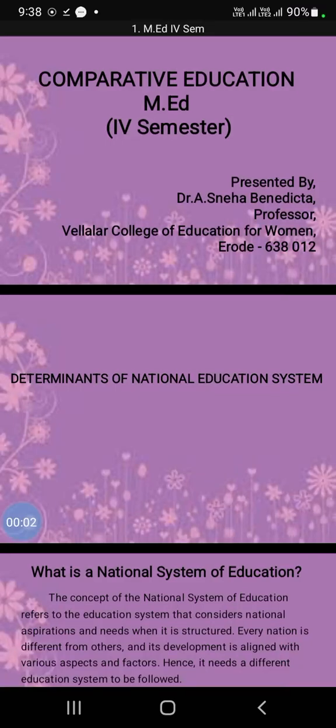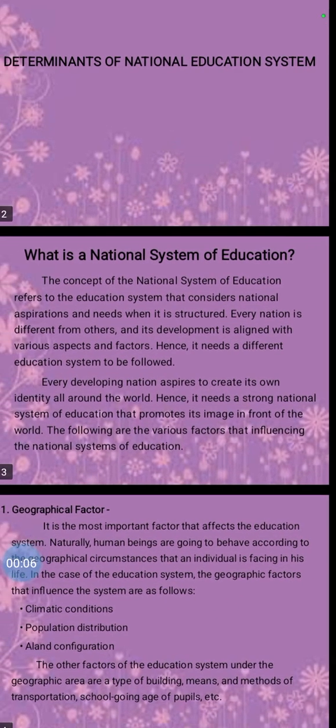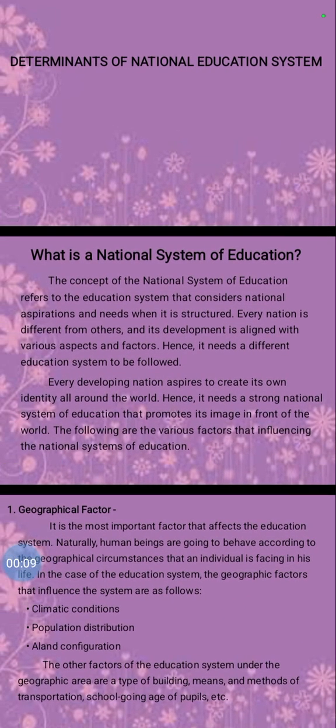Determinants of national education system. What is the national system of education? The concept of the national system of education refers to the education system that considers national aspirations, needs, identity, and structure.